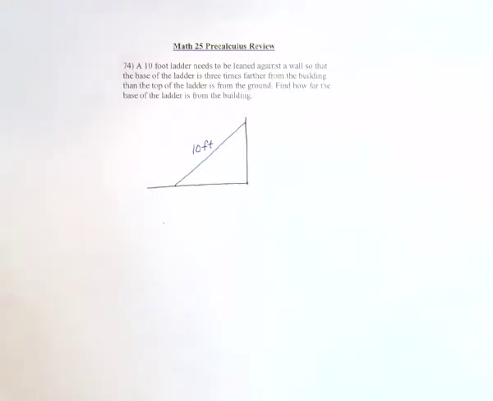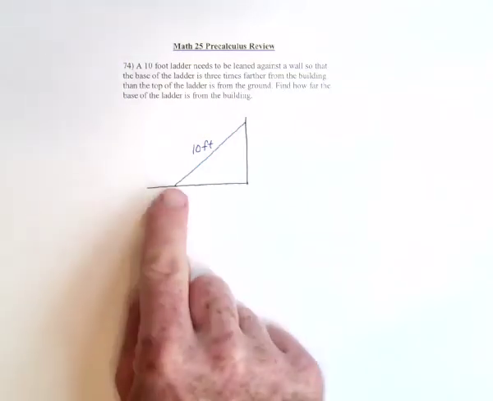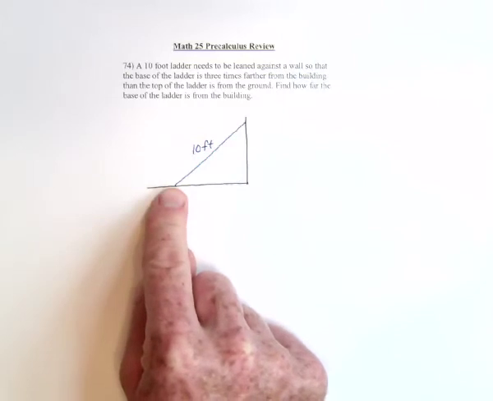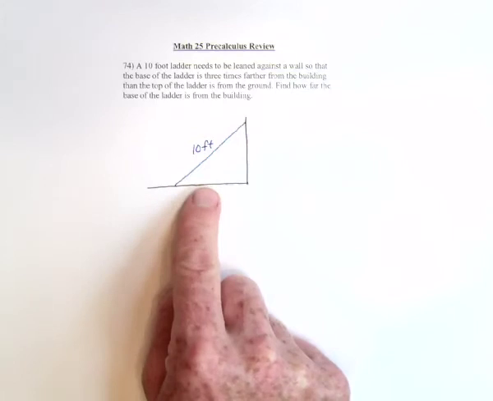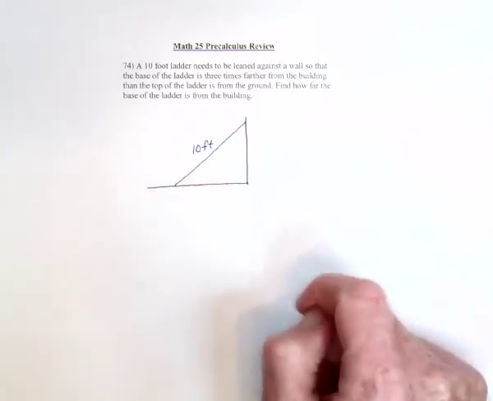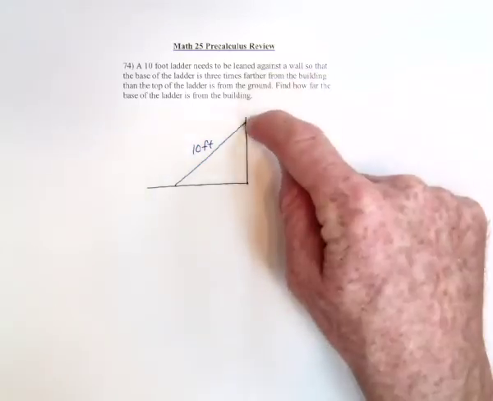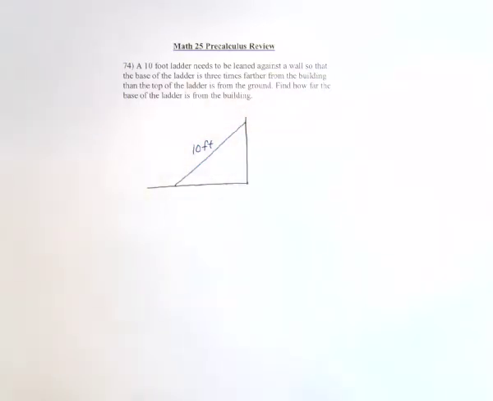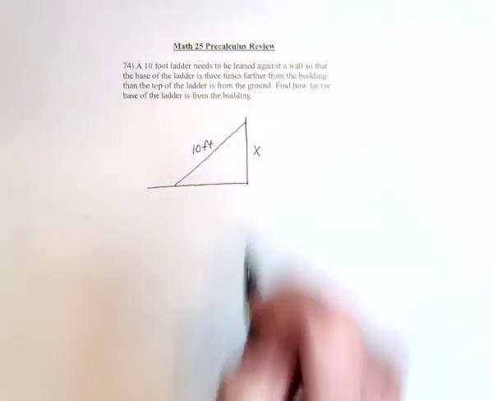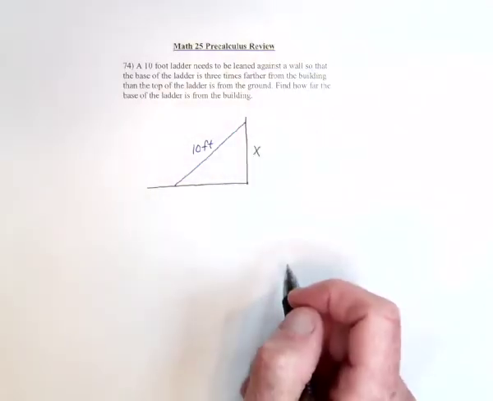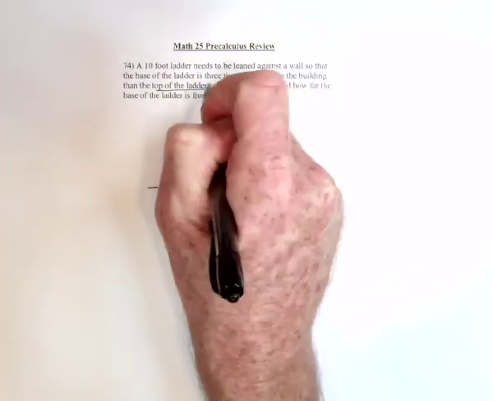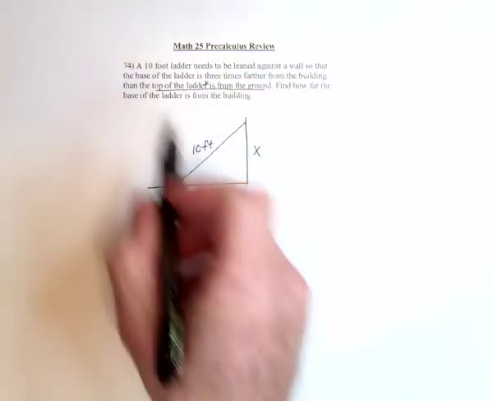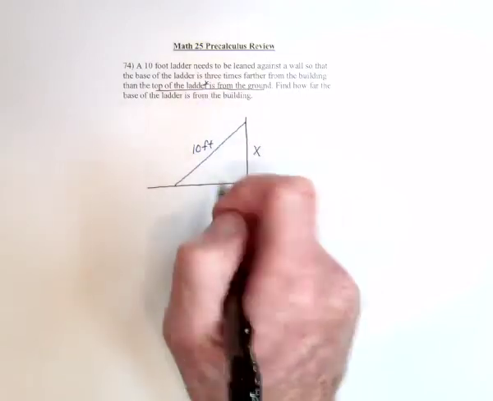And it's leaning against the wall so that the base of the ladder is 3 times further out. So this is 3 times bigger than the top of the ladder is from the ground. So it's saying if this, which we don't know, is just an X, from the top of the ladder to the ground, that's going to be X, then the base has to be 3 times that.